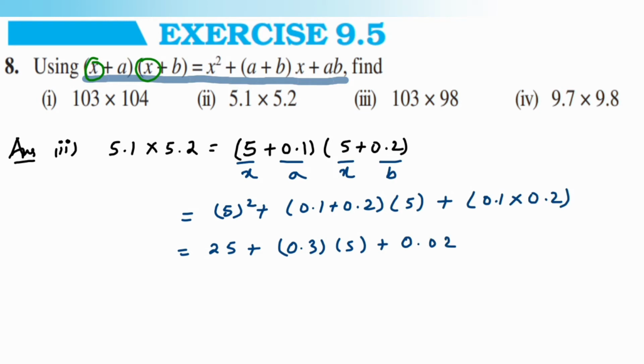Now this is equal to 25 plus, when you multiply 0.3 and 5, we'll get 1.5 plus 0.02. Now we're going to add all these values here, that is 25 and 1.5 and 0.02, we'll get the answer 26.52. So this was the second question. Now we'll go to the third one.